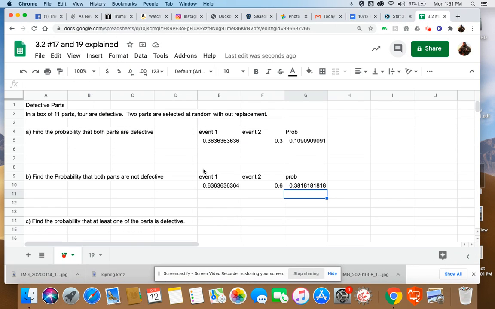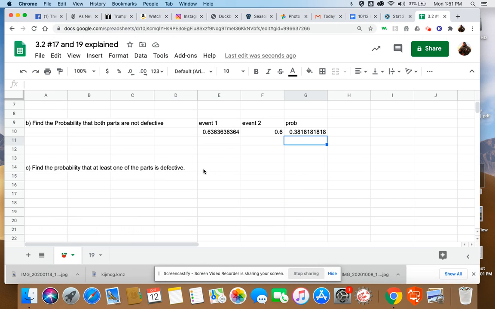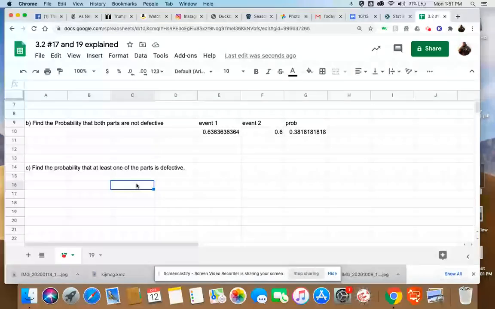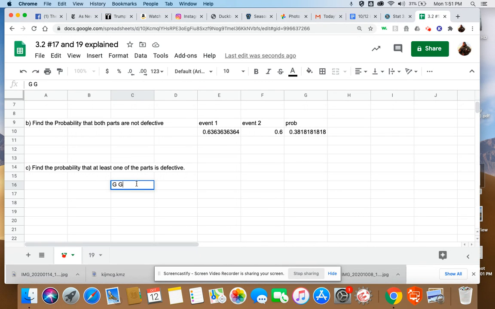Now, letter C, find the probability that at least one light bulb, or I'm sorry, I'm thinking of a different question. At least one part is defective. Now, in this case, it helps to think about your sample space and think about all your possibilities, okay? We can get 2 good parts, right? Good part and a good part. We could get a good part and a defective part. We can get a defective part and then a good part, or we could get 2 defective parts. And these are the only 4 possible outcomes total for this situation because it's a very simple problem.